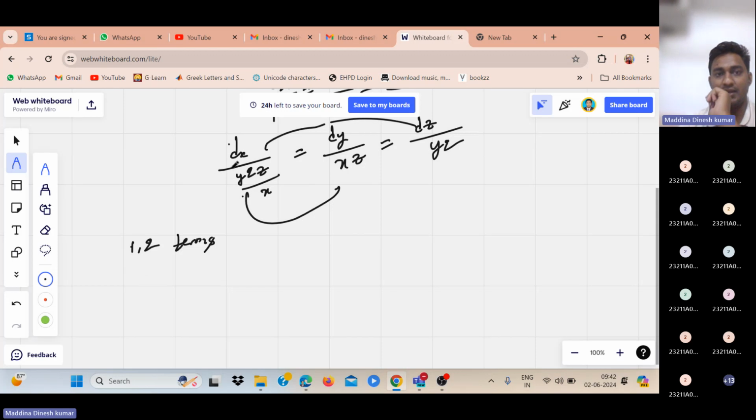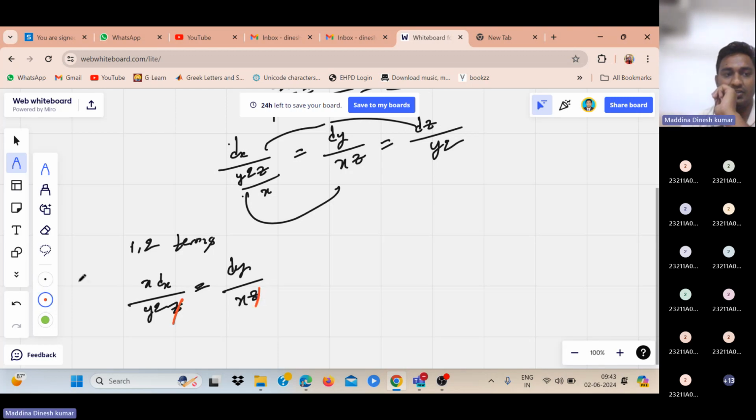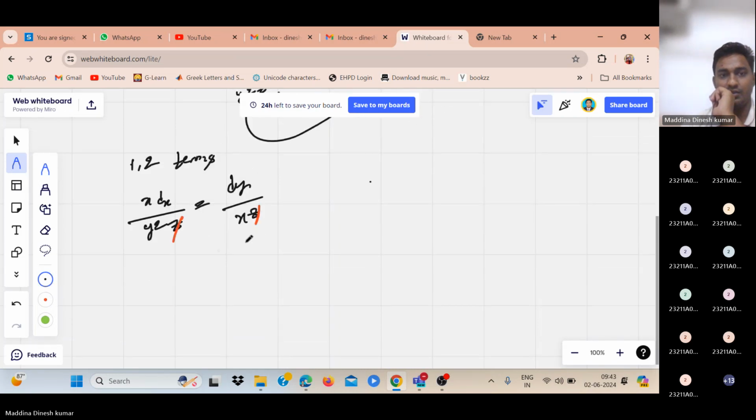So here the numerator will become x dx equal to y square z, equal to dy by xz. This z will vanish out. If you cross multiply, you will get x square dx equal to y square dy.